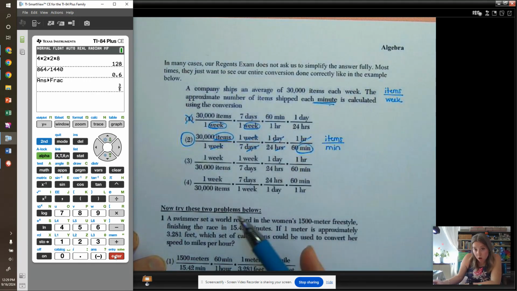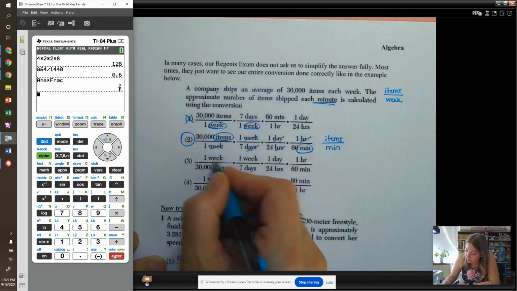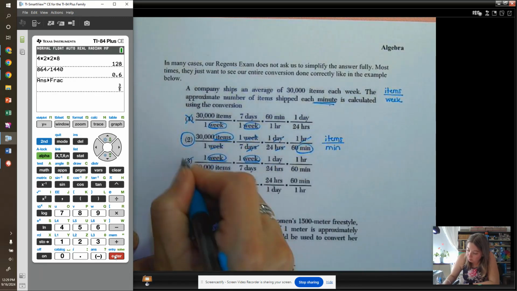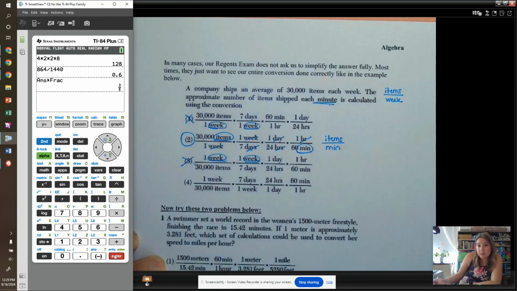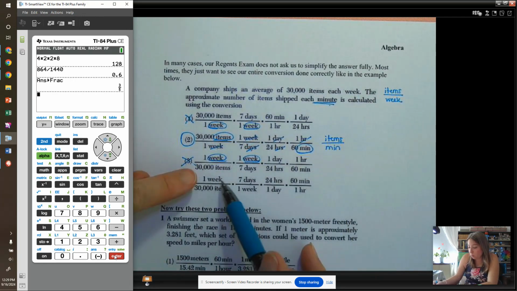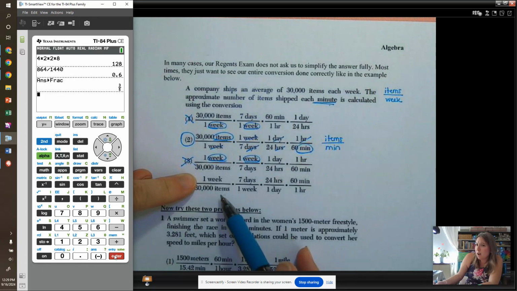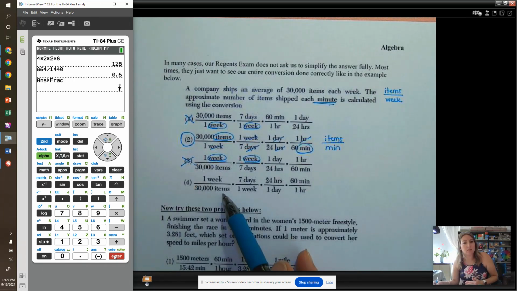Let me just show you what's wrong with the other two and why I can see that right away. Okay? Again, weeks on the same line. Okay, so look at this one. It's 1 week over 30 items. Did we want minutes per item? Or did we want items per minute? We needed minutes on the bottom.